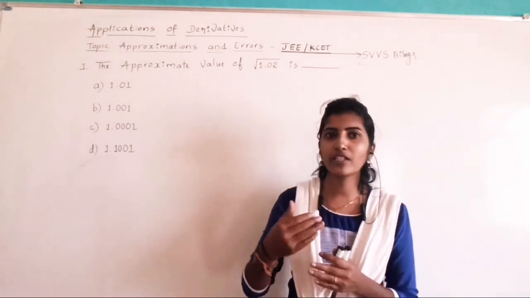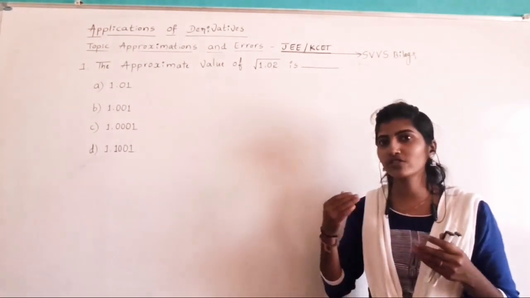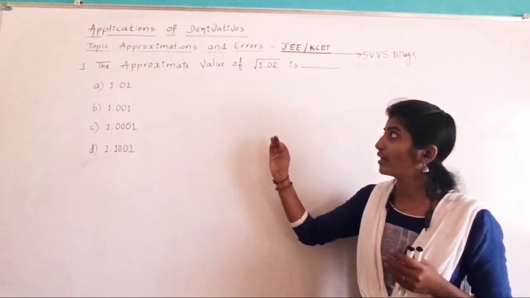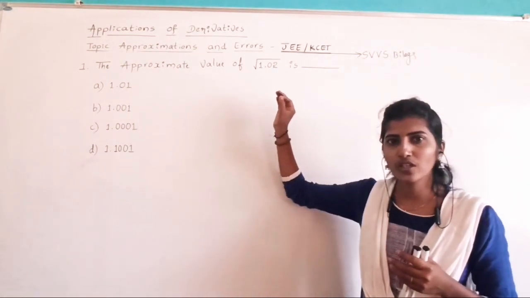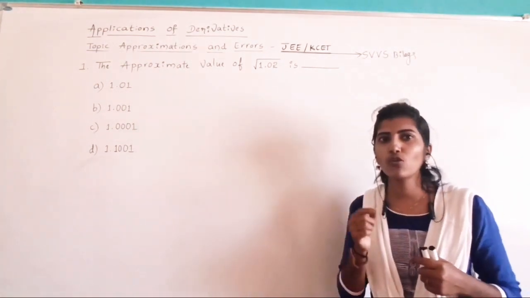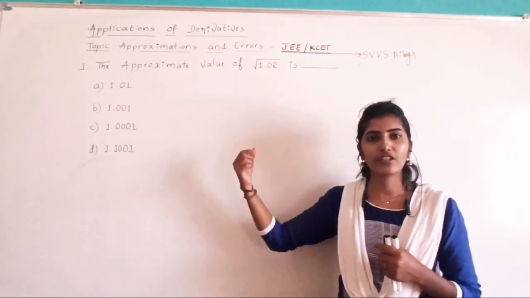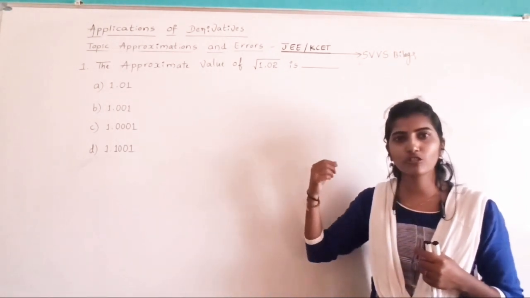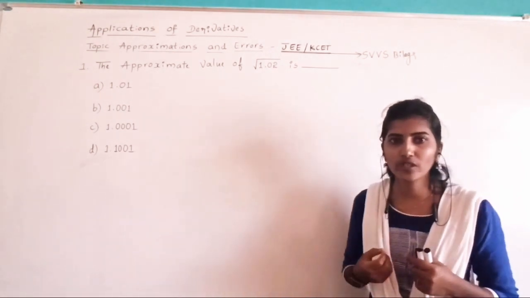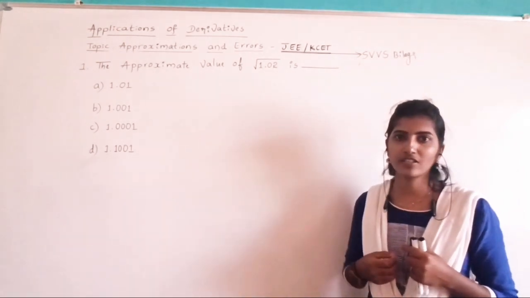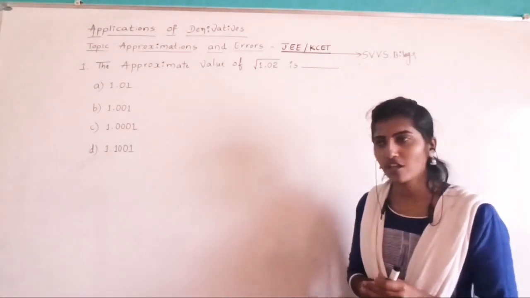See here, anybody can say that the square root of 1 is, of course, 1. Then what about the square root of 1.02? Trust me, if you know differentiation very well, then it's very easy to crack the question. Within 15 seconds, you can get the answer here, right? Let's get back to the question now.